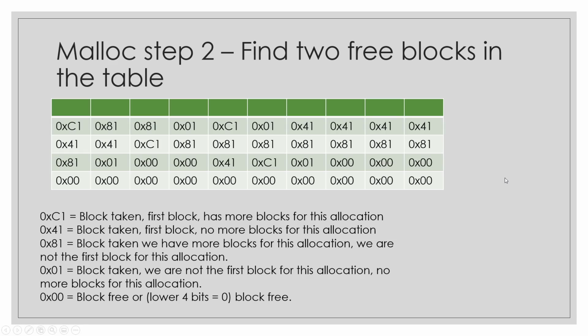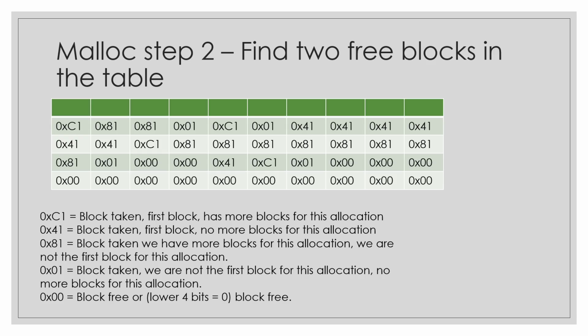So now that we know that, we need to find 2 blocks in our entry table that are free. Take this example entry table I've made that is actually based on the bit masks that I showed you previously in this presentation. So obviously these are the hexadecimal equivalents, so feel free to change them to binary to see how this lines up properly. So 0xC1 means the block is taken. This is also the first block for this allocation, and that this allocation has more blocks and is not finished. 0x41, the block is taken. This is the first block, but there's no more blocks for this allocation. 0x81, the block is taken.